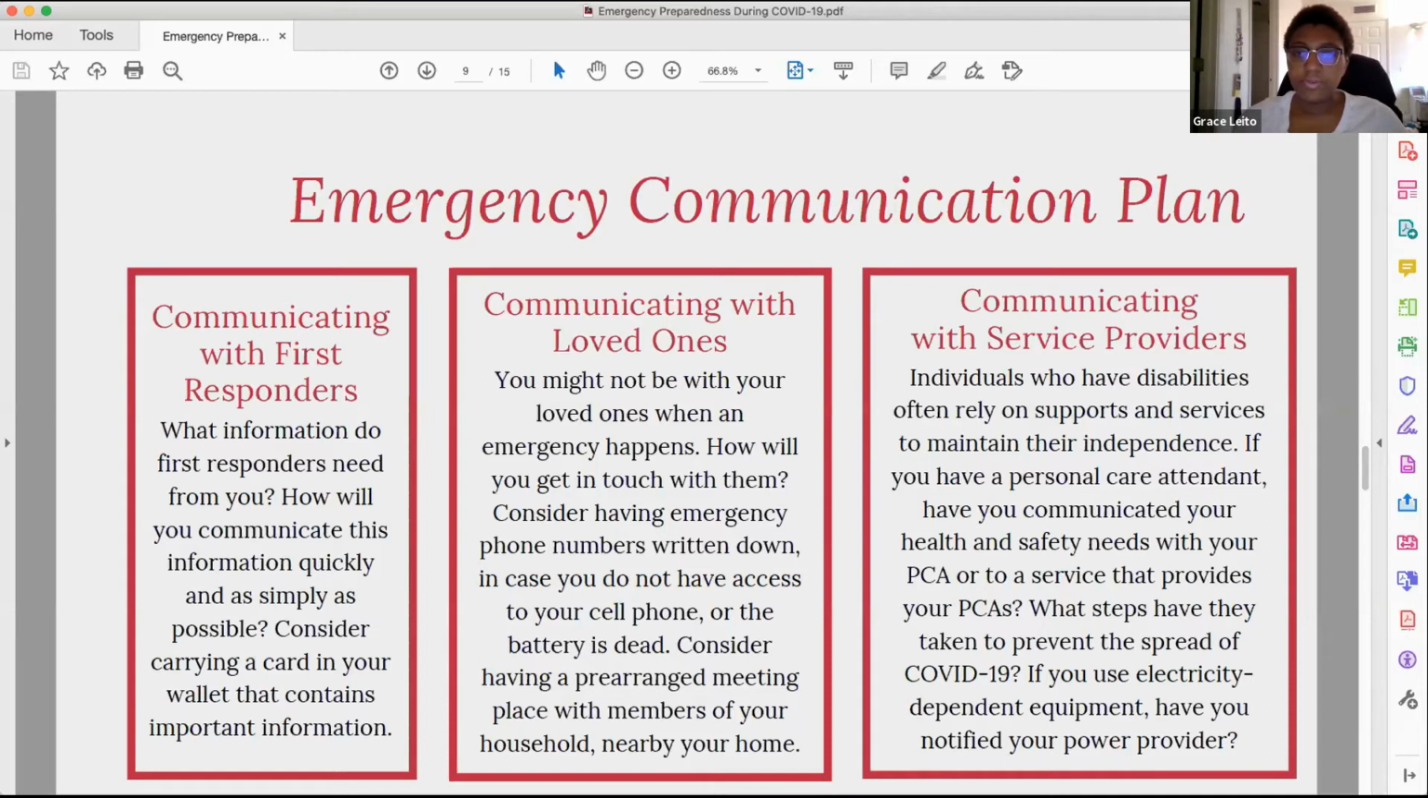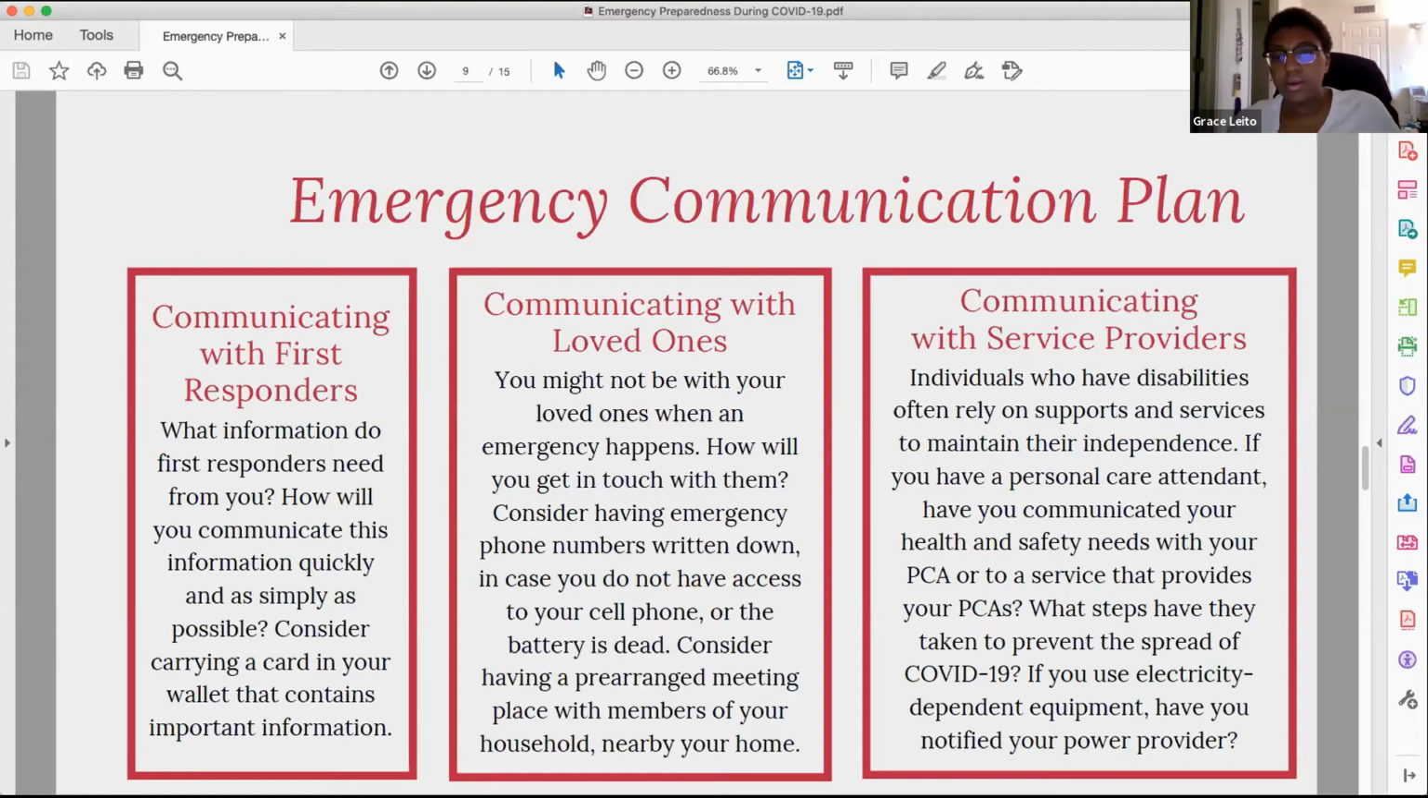Also, communicating with service providers. Individuals who have disabilities often rely on supports and services to maintain their independence. If you have a personal care attendant, have you communicated your health and safety needs with your PCA or to a service that provides your PCAs? What steps have they taken to prevent the spread of COVID-19? If you use electricity-dependent equipment, have you notified your power provider?